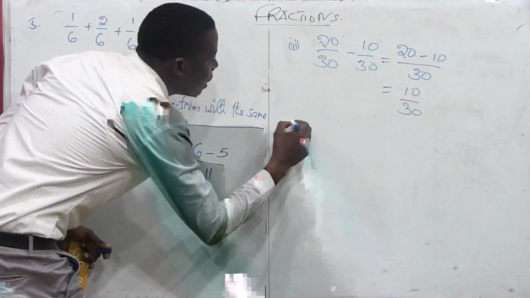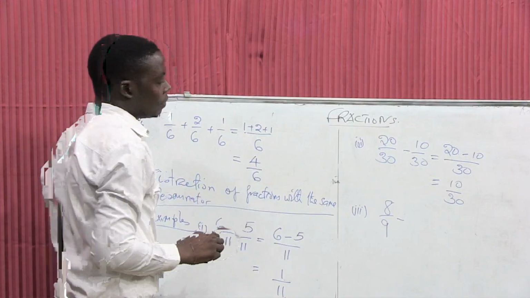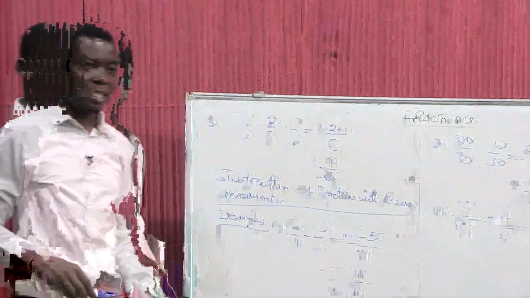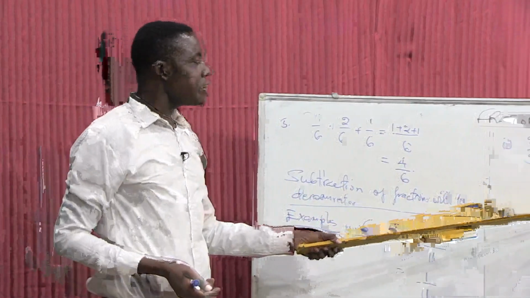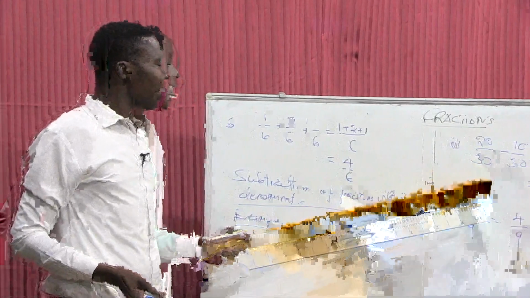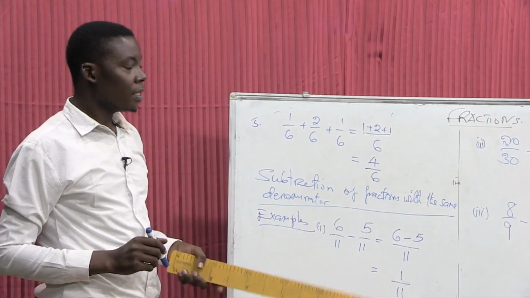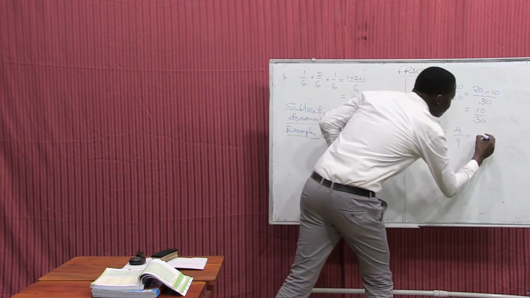Another example, example 3. 8 over 9 minus 4 over 9 is equal to? Take you now this one. Very easy. You know the numerators. The numerator is 8. The second numerator is 4. Waiting for the answer? Okay. The answer is 4 over 9.